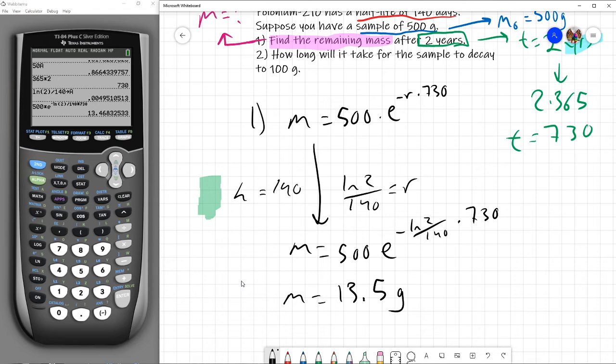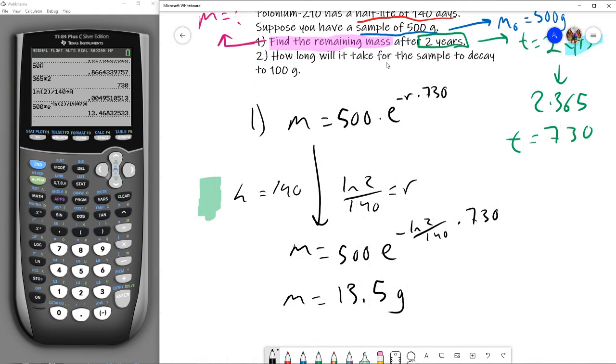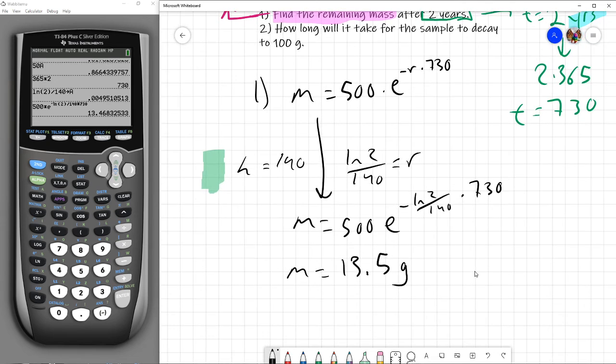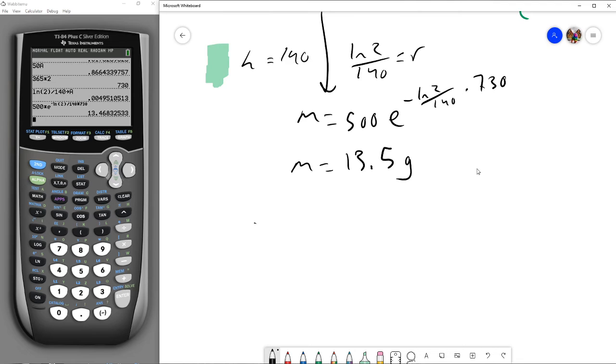Alright, our second question. How long will it take to decay to 100 grams? Well, we know from our first answer that it has to be less than 2 years. Otherwise we made a serious error somewhere. So let's go ahead and figure this out. So number 2.